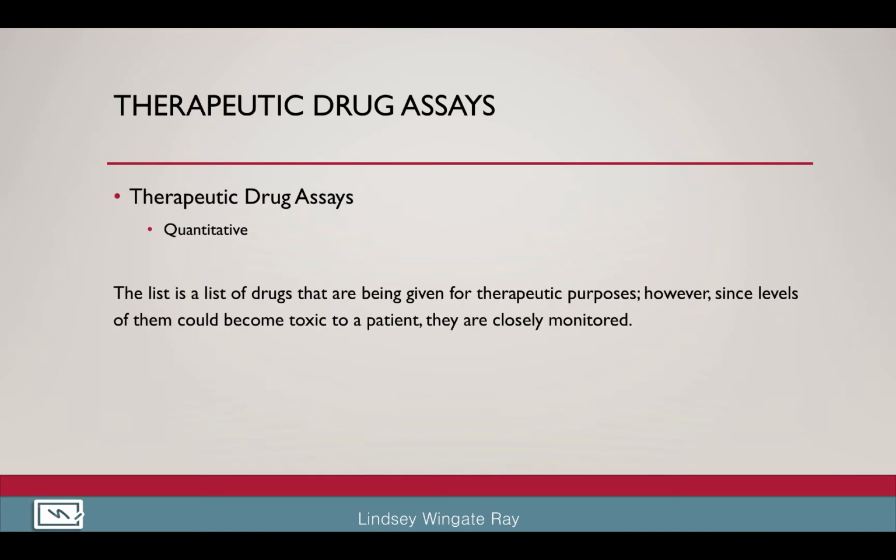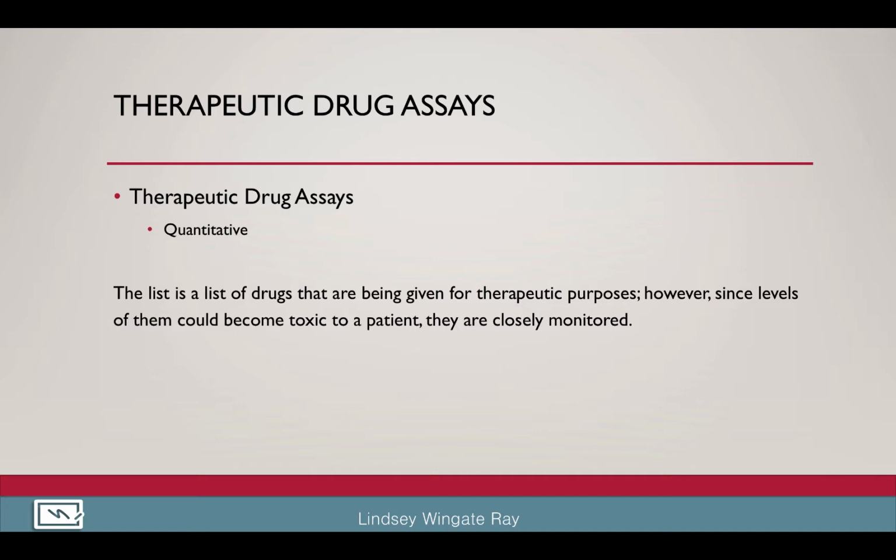Now turn to the therapeutic drug assays. Therapeutic drug assays are quantitative. The list is a list of drugs that are being given for a therapeutic purpose. However, since levels of them could become toxic to a patient, they are closely monitored. For example, lithium is a drug that is used to treat patients, but if there is a high level of it in the blood, it is toxic to the patient. So physicians carefully monitor this.